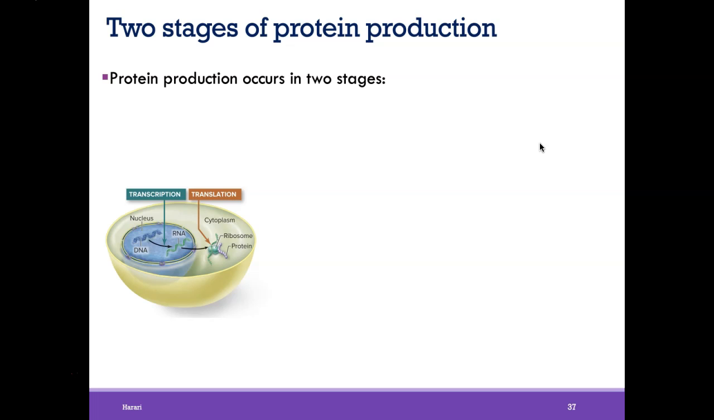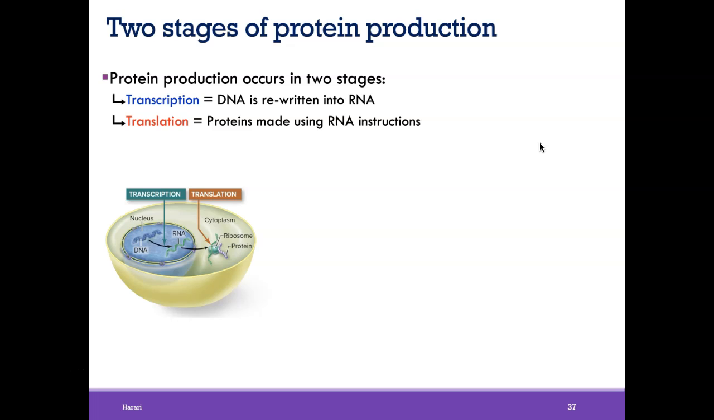We can divide up protein production in two stages. The first is called transcription, and that's where a cell rewrites the genetic message of DNA into a complementary RNA molecule. This RNA message can then be translated. So translation is how proteins are made using the RNA instructions. So transcription is DNA to RNA, translation is RNA to protein.